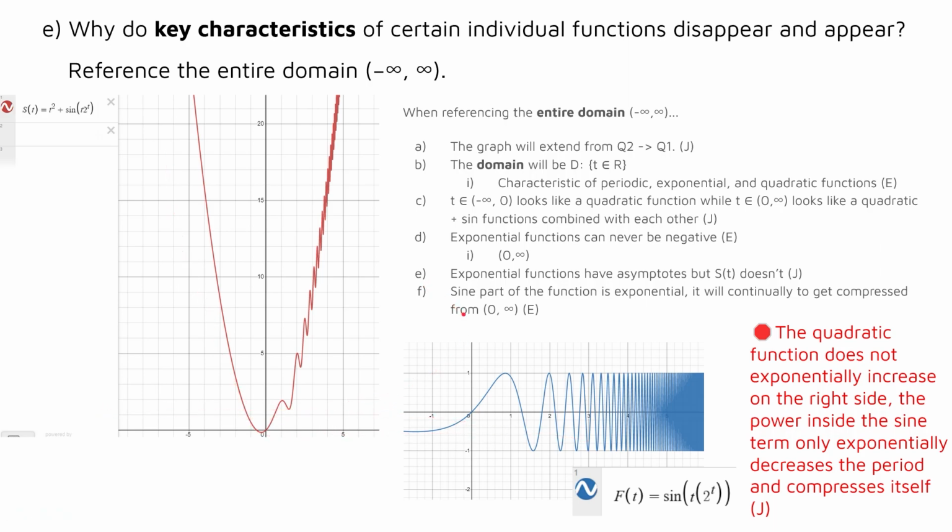And one more, F. The sine part of the function is exponential, and it will continually get compressed from 0 to infinity. Notice here how it starts pretty balanced, and it just starts compressing until we get a thick, scrunchy line. So, the quadratic function does not exponentially increase on the right side. It's the power inside the sine term that is only exponentially decreasing the period and compressing itself. So there is a t on the outside of this bracket, and there's also a 2 to the power of t, which is causing that compression. If you didn't have that compression, this would look like a perfectly normal sine function.